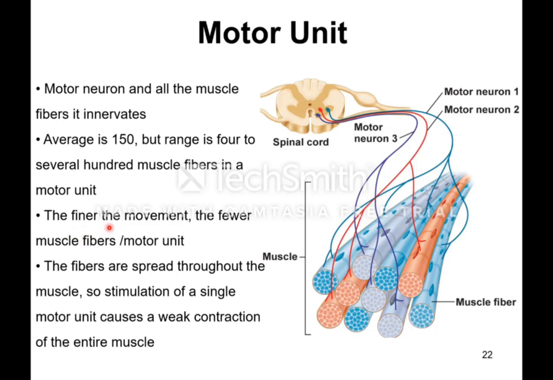For finer movements, for example the eye muscle, the motor units have fewer muscle fibers. The muscle fibers are spread throughout the muscle, and the stimulation of one motor unit causes a weak contraction in the whole muscle tissue or in one muscle.